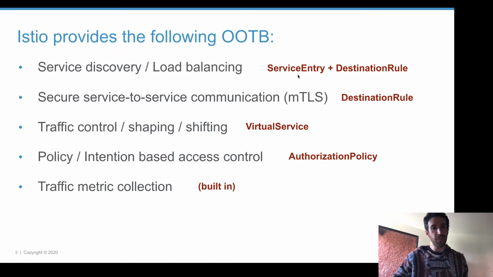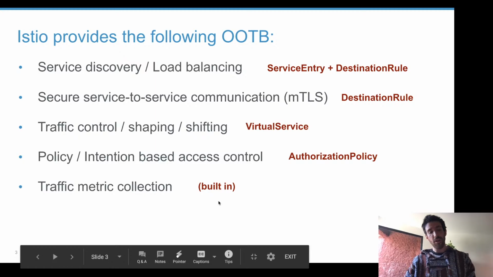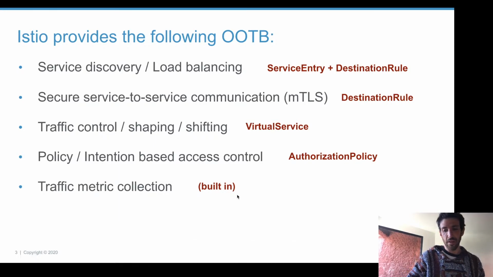They have ServiceEntry for adding service discovery endpoints into the mesh. DestinationRules allow you to configure load balancing. They also allow you to configure options for mTLS. Traffic control typically happens with the VirtualService CRD. This policy stuff is happening inside of AuthorizationPolicy. And then traffic metrics are built into the proxy, and they'll be propagated to Prometheus or Stackdriver. There are a number of options there.